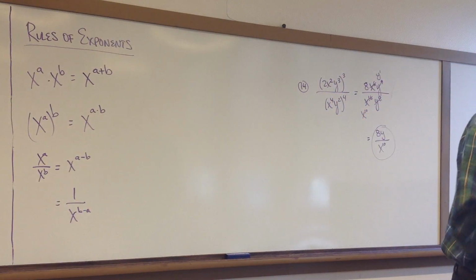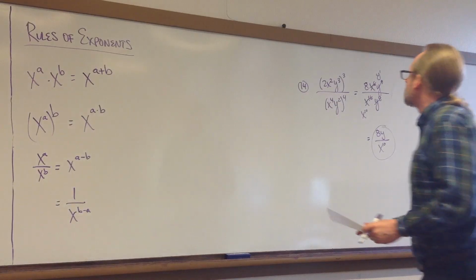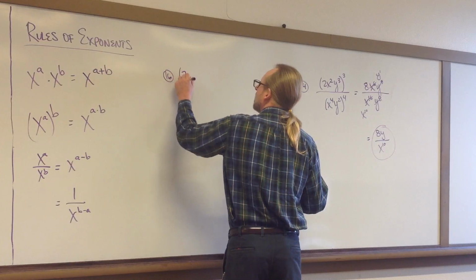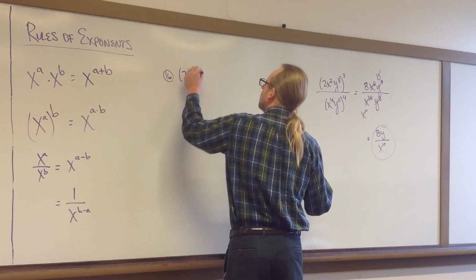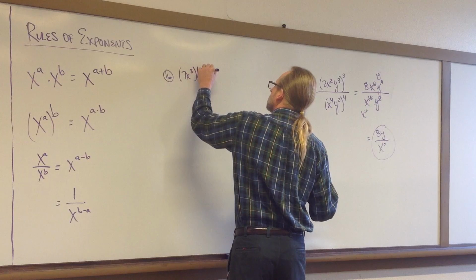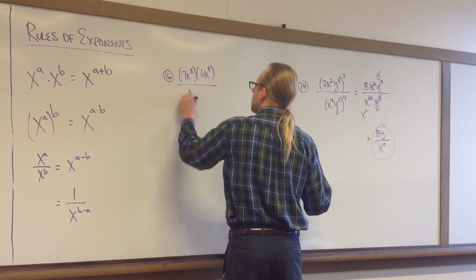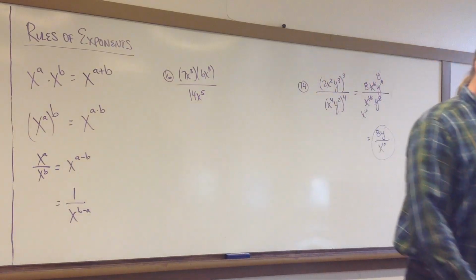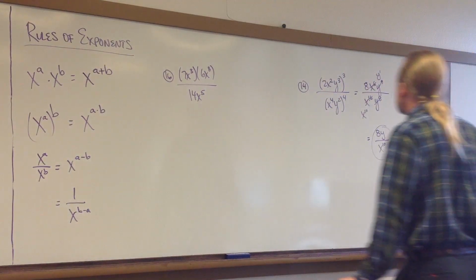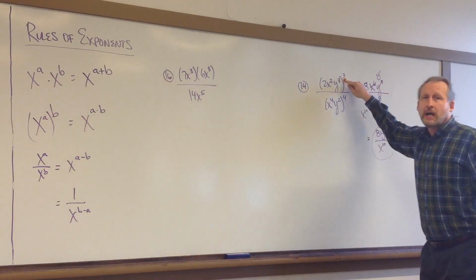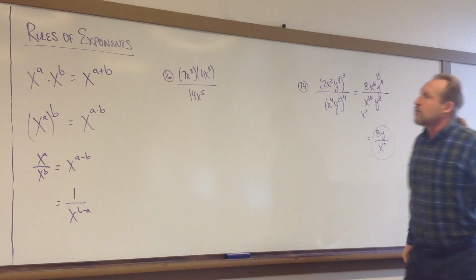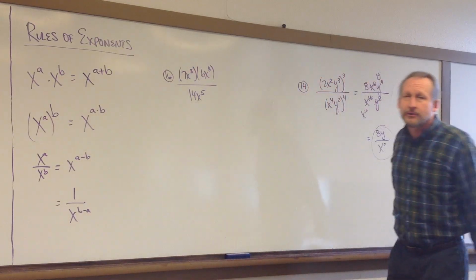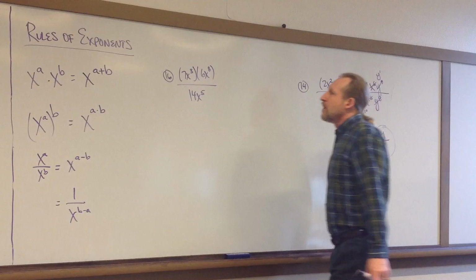Okay, let's see here. Problem 16. Got 7x to the third, 6x to the 8th on top, and then 14x to the 5th on the bottom. Now you can cancel these if you want to, right? They're in parentheses, but there's no exponent outside, okay? So we can cancel before we multiply these together. You can cancel after you multiply them together too, if you want to.